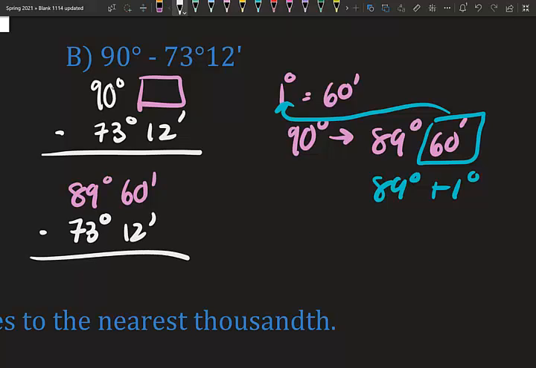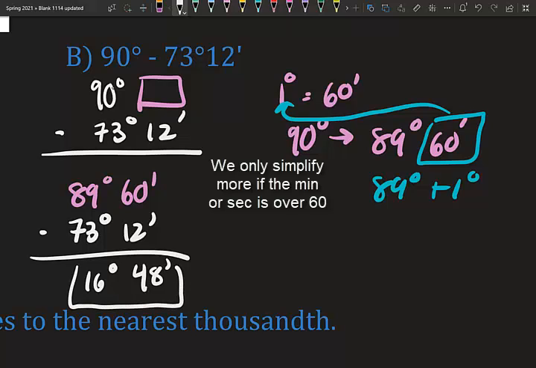So we subtract it down: 60 minus 12, we get 48. 89 minus 73, we get 16. So we have 16 degrees, 48 minutes. Now this is one that I really suggest you always do by hand when you have to convert, because it's something that does come back. But if you're like, oh, I get it, I know how to convert, that's fine, go ahead, use your calculator.